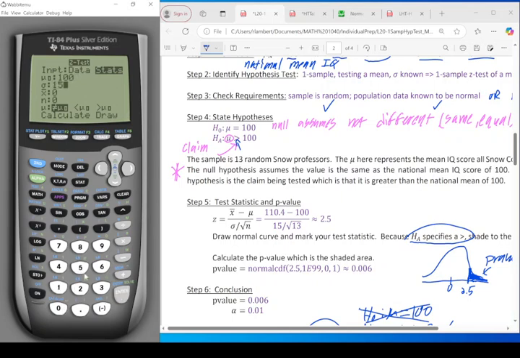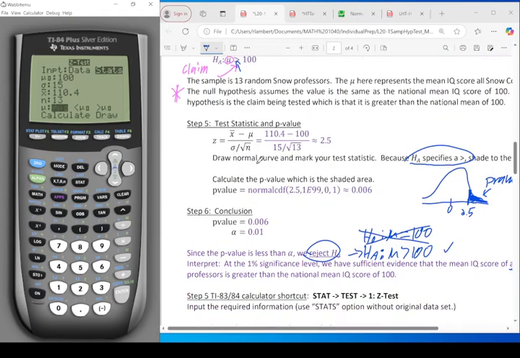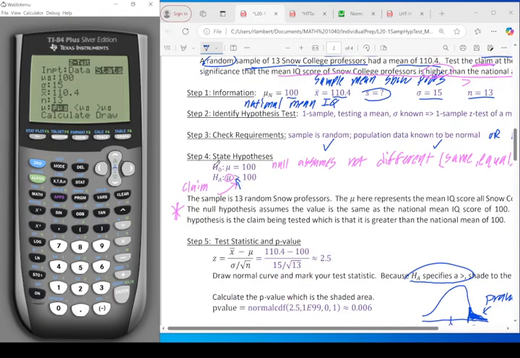That's our population standard deviation. This is our sample mean, our sample size, and our alternative hypothesis is this one. So again, where do we write that down? Write it down. Make sure you put it in right. It changes everything. The different choices here will give you a different answer. And only one of them is right, the one that matches the actual claim that we're testing.